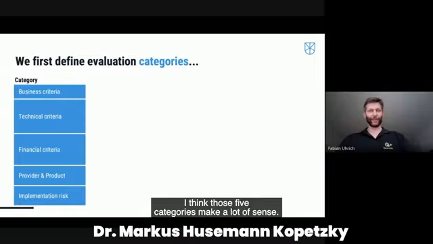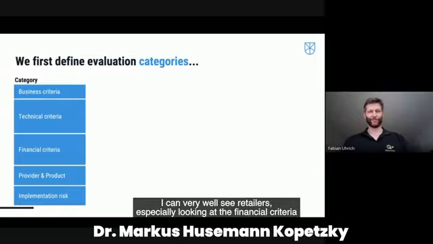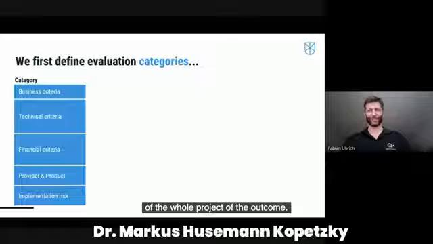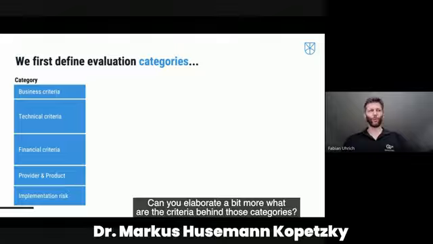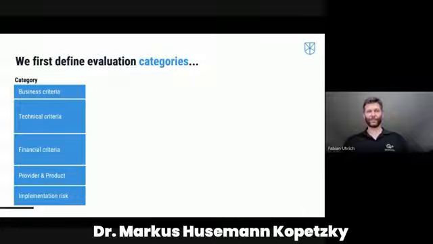I think those five categories make a lot of sense. I can very well see retailers, especially looking at the financial criteria of the whole project, of the outcome. Can you elaborate a bit more? What are the criteria behind those categories?